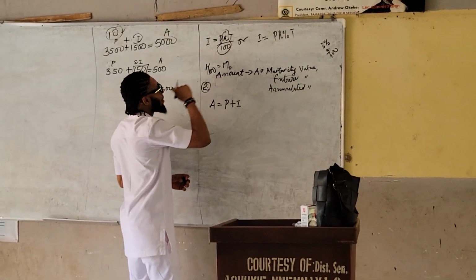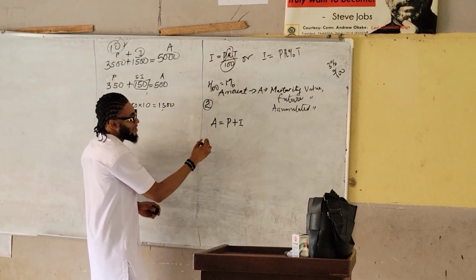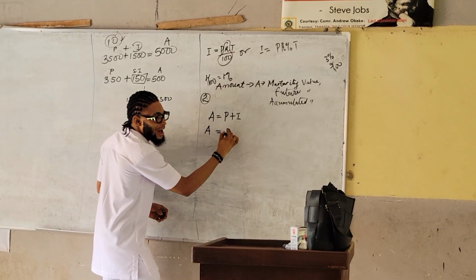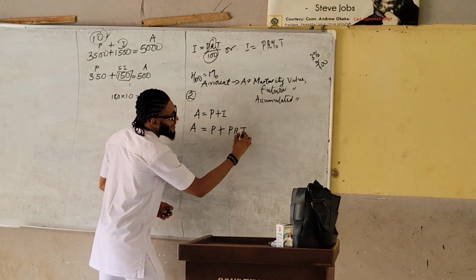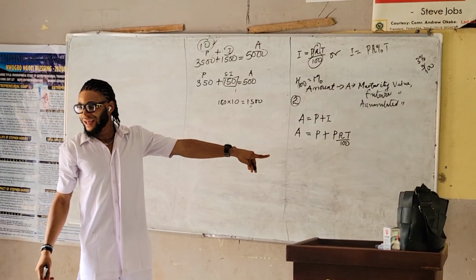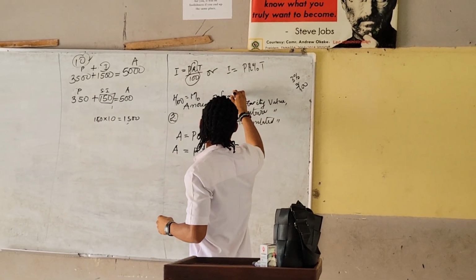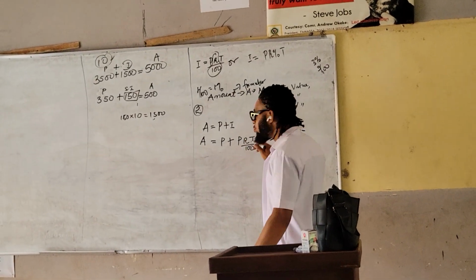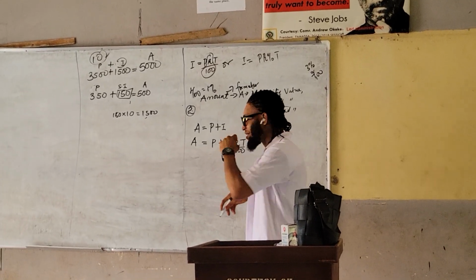So now from here, what is interest? Now watch. Amount is equal to principal plus principal times rate times time over what? Amount formula. The lecturer taught you this thing. Do you know about that? Sharp. Some of you don't know about it.